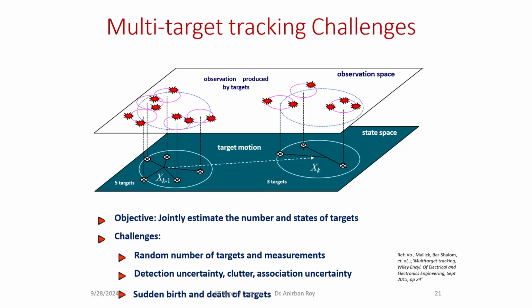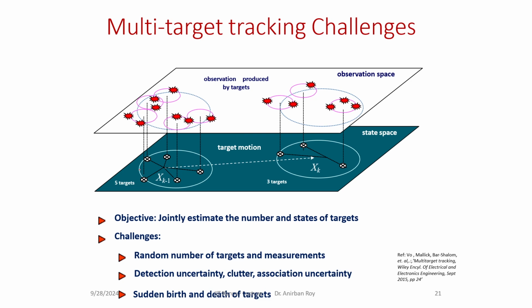This is a presentation that I will show you, on the challenges in a multi-target tracking scenario. This is what is called clutter, or the false alarm. This is your target space and this is your observation space.